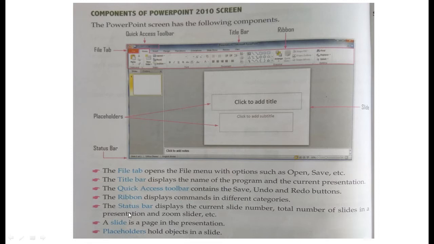Next, the status bar. The status bar displays the current slide number, the total number of slides in a presentation, the zoom slider, etc. So if you want to see how many slides there are in total, and which particular slide you are working on, you can check it from the status bar. Next, slide. A slide is a page in a presentation on which we do some formatting and put some content. Next, placeholders. Placeholders hold the objects in slides. I hope you have understood. Let's move ahead.